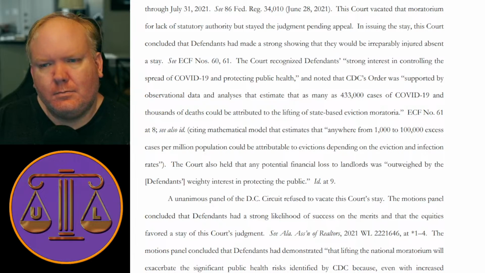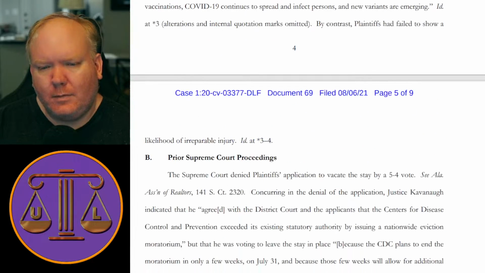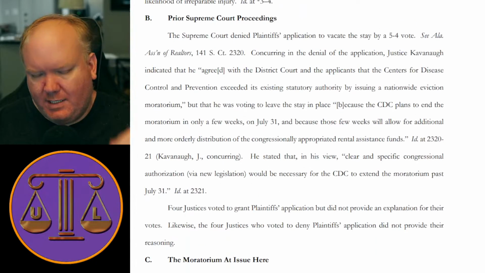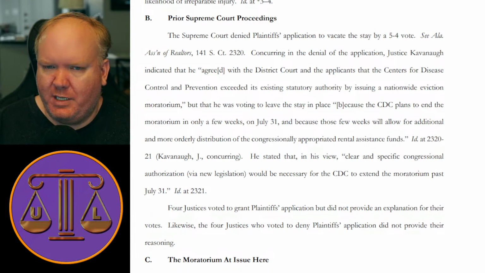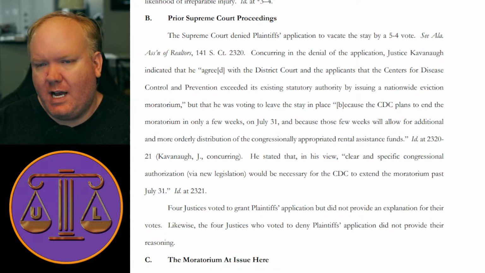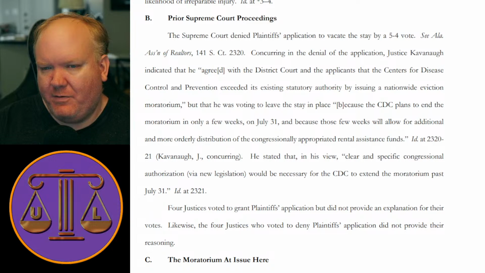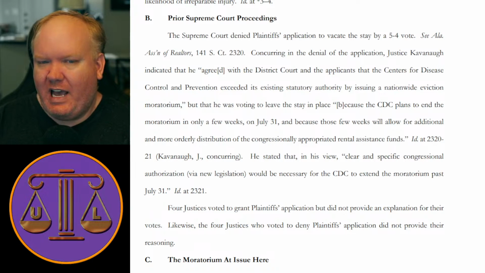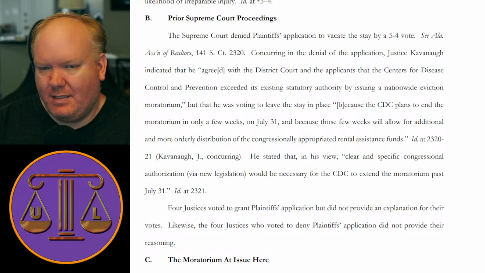All right, so we discussed the prior court hearings, but we don't need to discuss that right now. So the Supreme Court denied the application to vacate the stay by a 5 to 4 vote. Concurring in the denial, no, that's not how that works. Justice Kavanaugh indicated he agreed with the district court and the applicants that it exceeded statutory authority, but he was only voting to deny the stay because the plan ended the moratorium. He wasn't concurring, no.